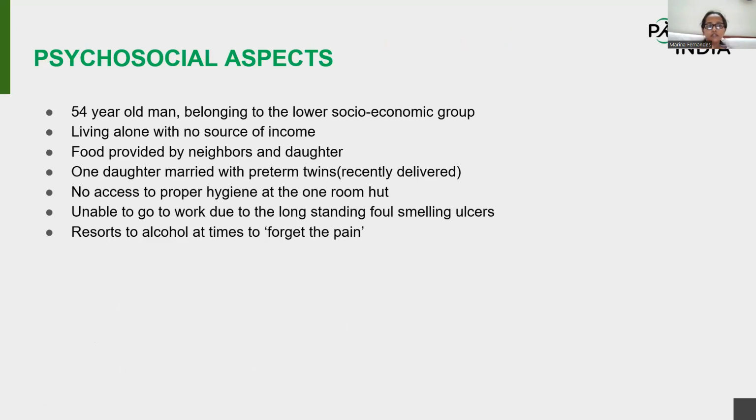Psychological aspects. He's a 54-year-old man belonging to the lower socioeconomic group, living alone with no source of income. His food is provided by his neighbors and daughter. He has one daughter who is married and has recently delivered preterm twins. There's no access to proper hygiene in the one-room hut that he lives in. He's unable to go to work due to the long-standing foul-smelling ulcers, and resorts to alcohol at times to forget the pain. Next, please.